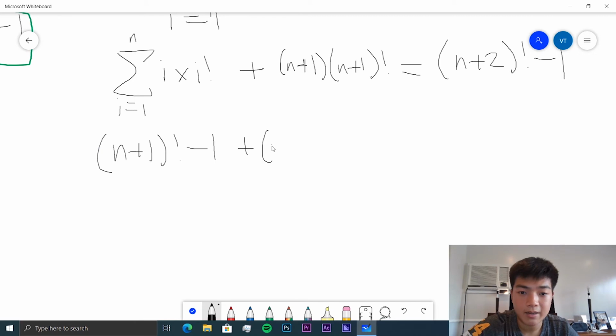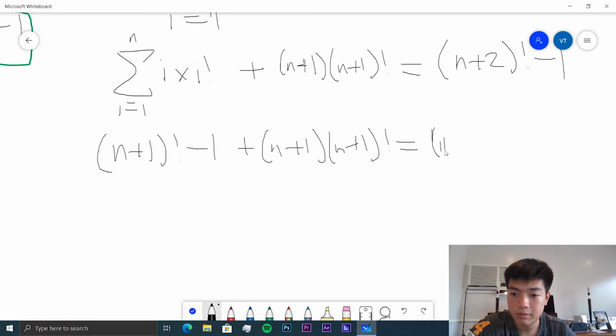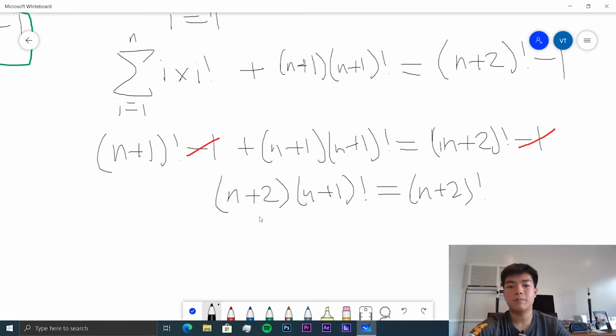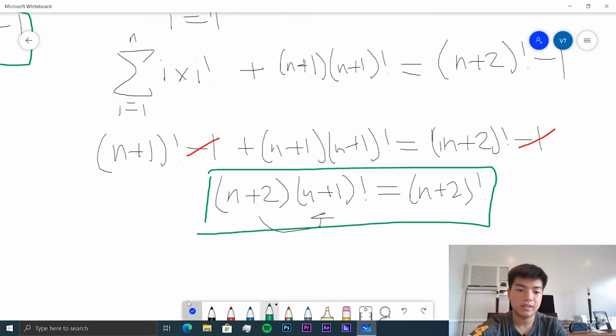And so if we add n plus 1 times n plus 1 factorial, this is equal to n plus 2 factorial minus 1. If we cancel out the minus 1s, we can simplify this equation into n plus 2 times n plus 1 factorial, which is of course equal to n plus 2 factorial. Since if we multiply this in, this becomes n plus 2 factorial. So that is our proof by induction.